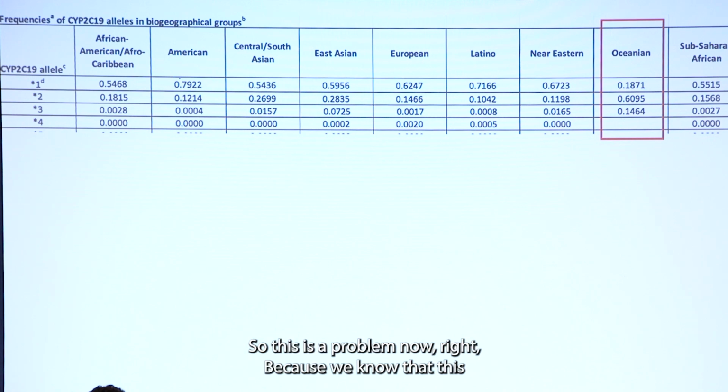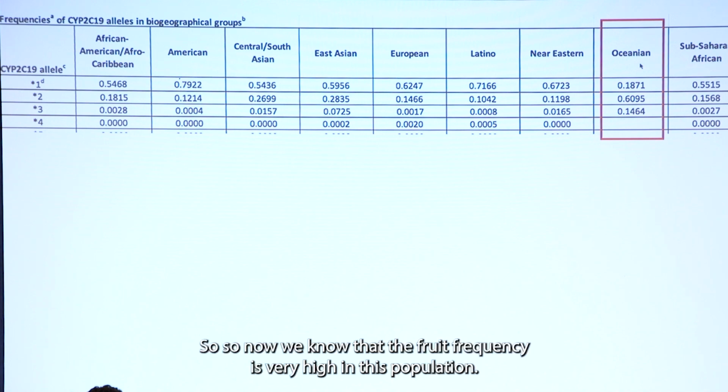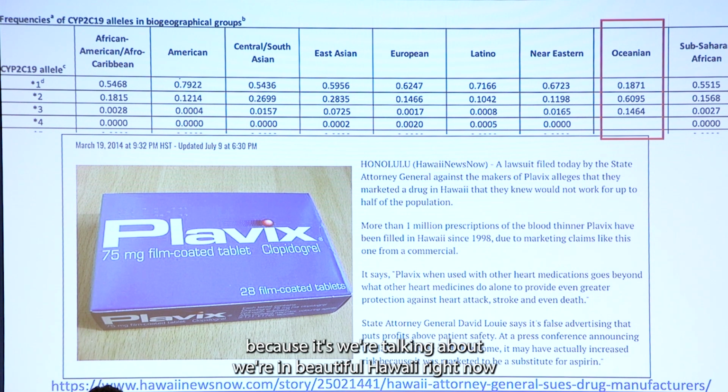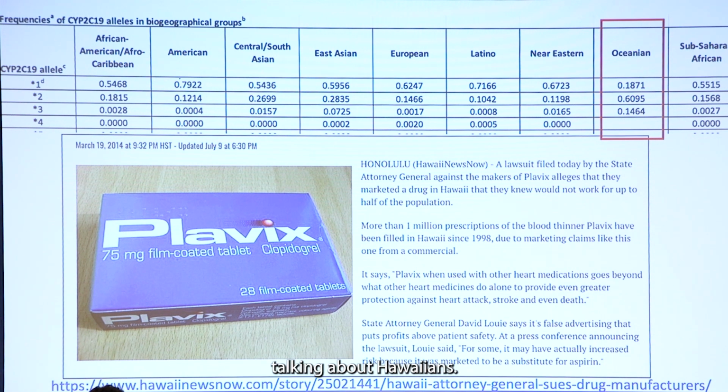So this is a problem now, right? Because we know that this group of people were probably not extensively studied in the clinical trials for a drug like clopidogrel. So now we know that the frequency is very high in this population, and yes, that was figured out here in Hawaii. I use this example because we're in beautiful Hawaii right now, talking about Hawaiians.